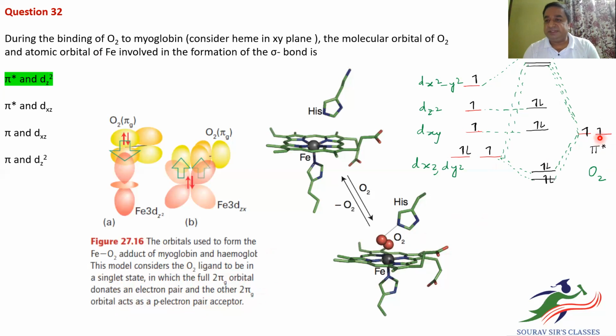So this is going here, this becomes empty, and this becomes the lone pair of electrons.